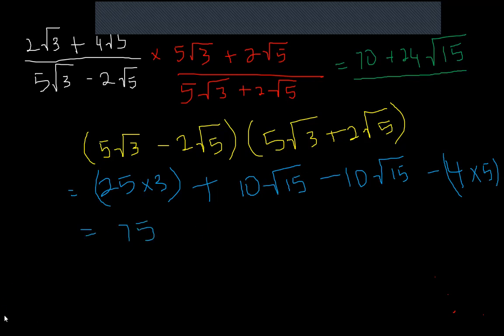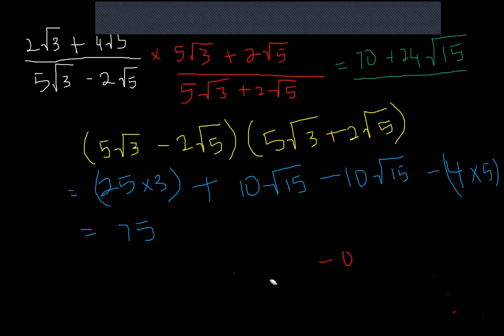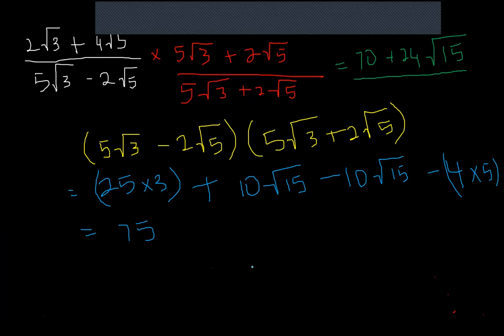These would cancel because if I had, for example, 1 minus 1, we know that's 0. So if I put 10 root 15 minus 10 root 15, they would cancel out. But let me just do it the long way to show you, just in case anybody isn't seeing it.